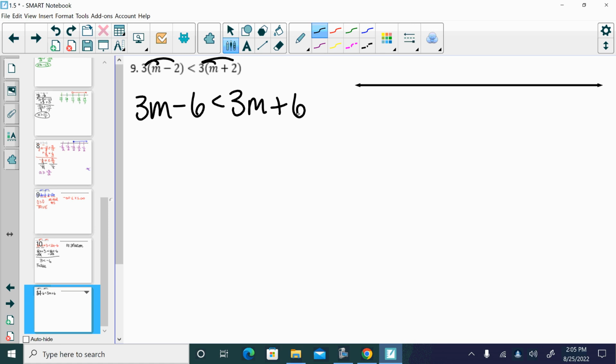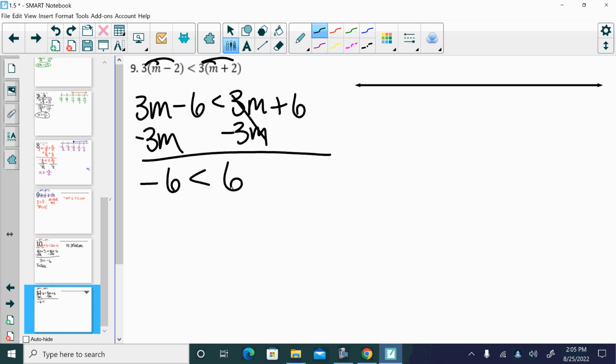Okay. What do you notice is going to happen again? The m's are going to go to 0, exactly. Okay, it's going to be negative 6. I don't change the sign here because I'm not multiplying or dividing by a negative, okay? So I have negative 6 is less than 6. That's true. Okay, negative 6 is less than 6.